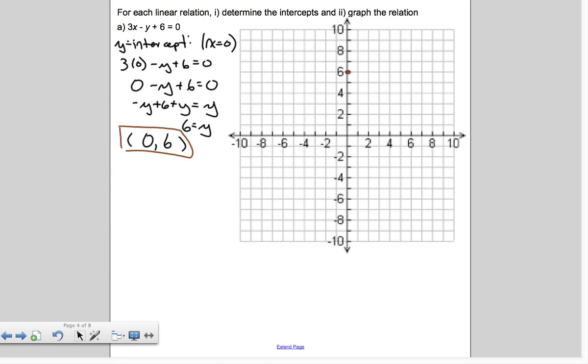So here we're going to calculate the x-intercept. So we're going to do the same thing. X-intercept. So what's special about the x-intercept? What do we know for sure? Thomas? Y equals 0. Yeah, y is equal to 0.